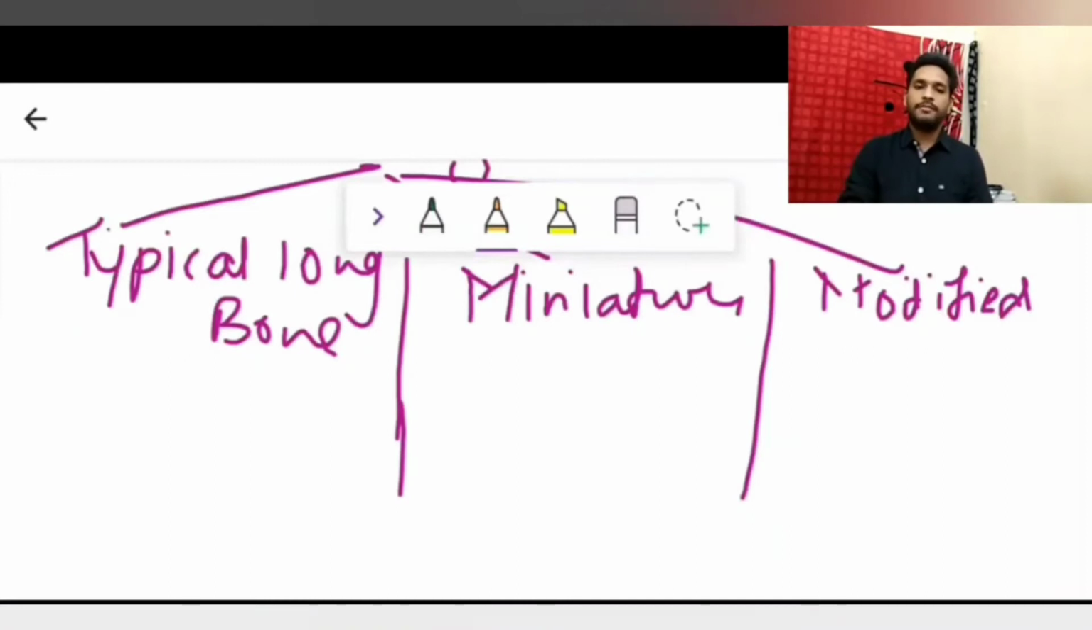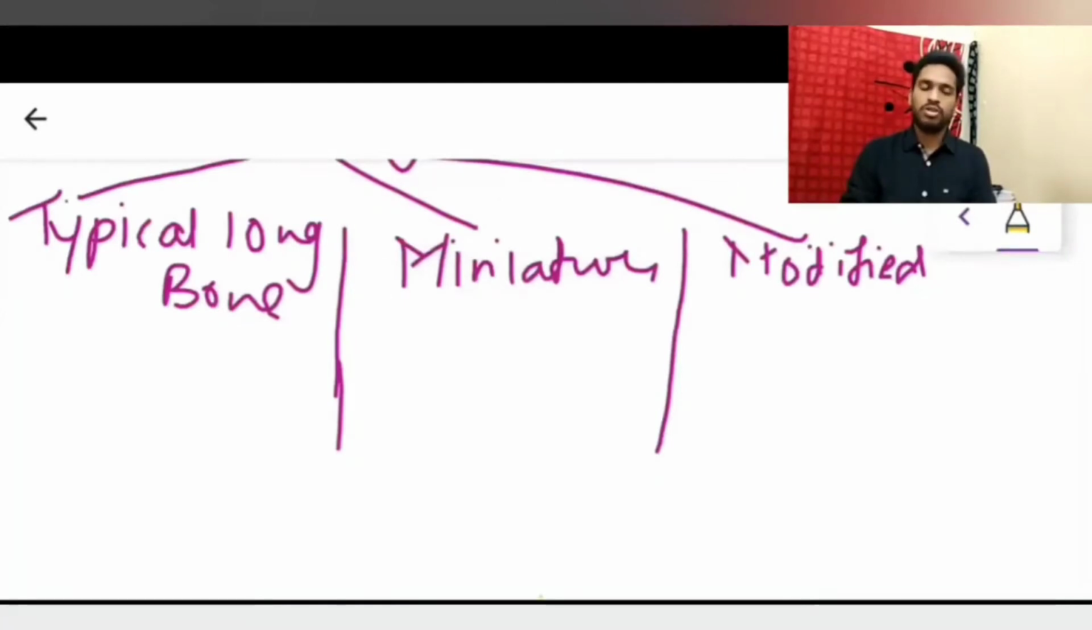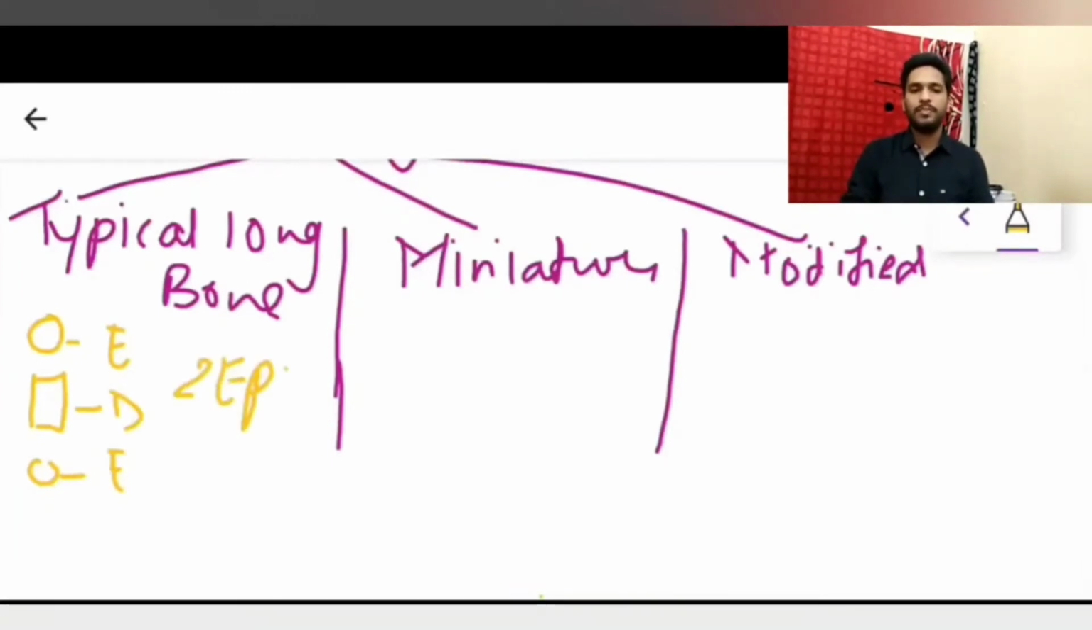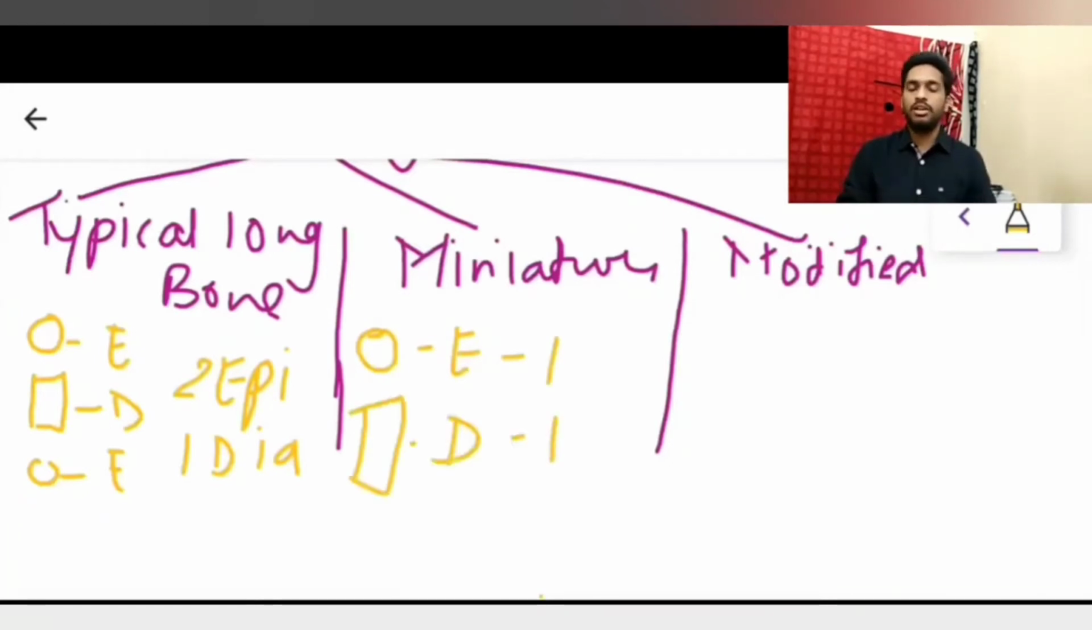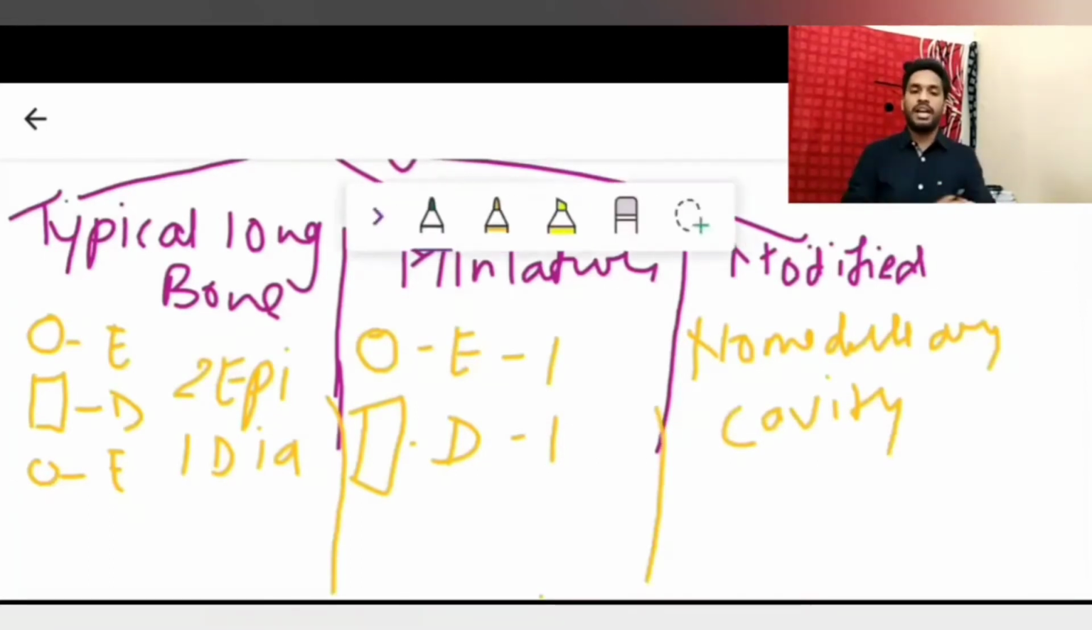So what is the difference, how are they classified in this way? First I'll tell you about the typical long bone. It consists of 2 epiphyses, one above and one below, and 1 diaphysis. So they have 2 epiphyses and 1 diaphysis. So they are typical long bones. Whereas the miniature long bone has 1 epiphysis and 1 diaphysis. So what about the modified bones? The modified bones are not according to this epiphysis or diaphysis. They are kind of typical long bone, but they do not have a medullary cavity. So modified long bones have no medullary cavity. So this was the basic idea of how they are divided.